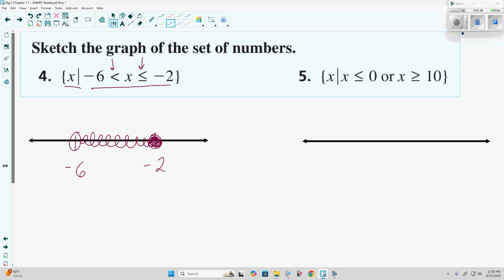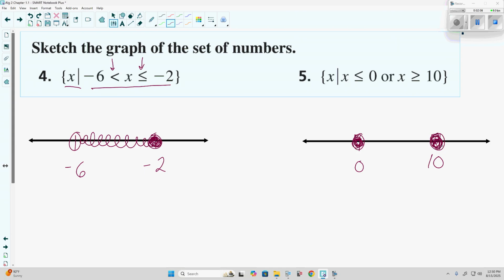Number 5, for all real numbers x, such that x is less than or equal to 0 or x is greater than or equal to 10. How many points are we going to have on this number line? 2. 0 and 10. 2 key points. 0, is it circled to be opened or closed? Closed, because it is indeed equal to it. How about the 10? Closed, because it is indeed equal to 10.